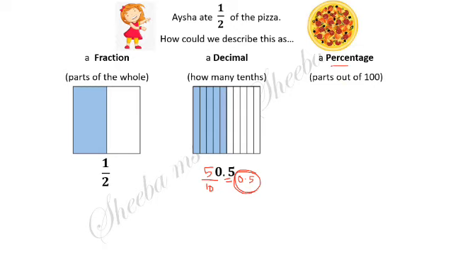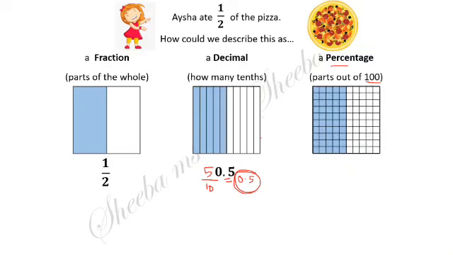We know percentage means per 100, out of 100. So let us take it into 100 equal parts. We know it is half of the pizza. Here it was divided into 10 parts; now we divide into 100 parts. Half of 100 is 50. So 50 out of 100. Percentage means how many per 100, so 50. We can say 50 percent is taken.